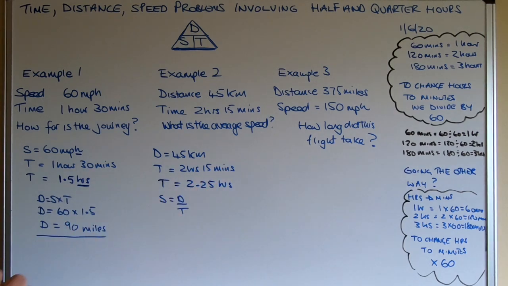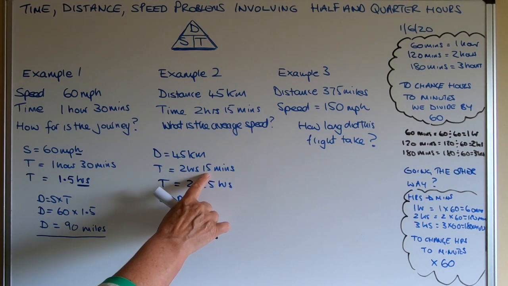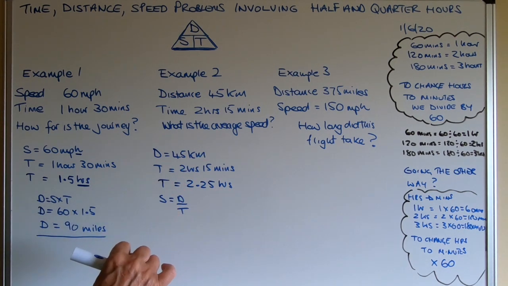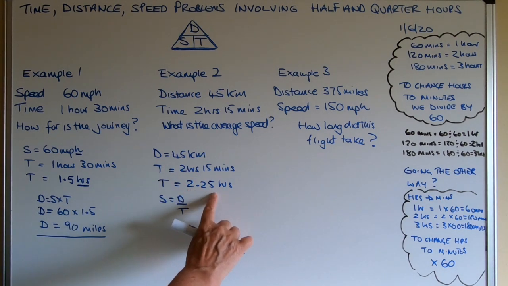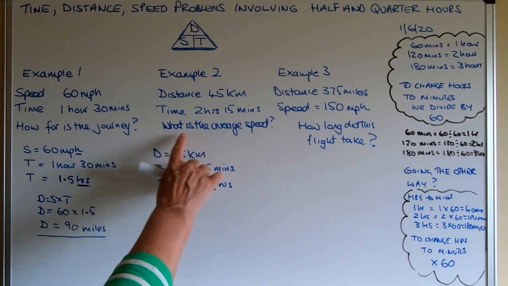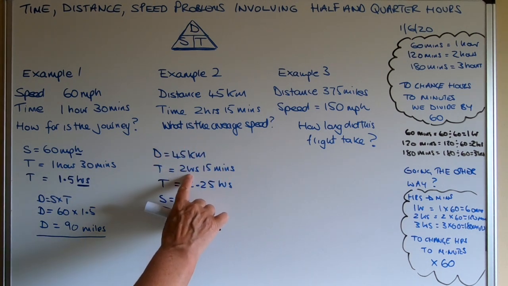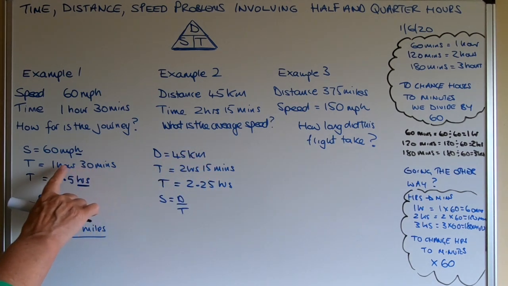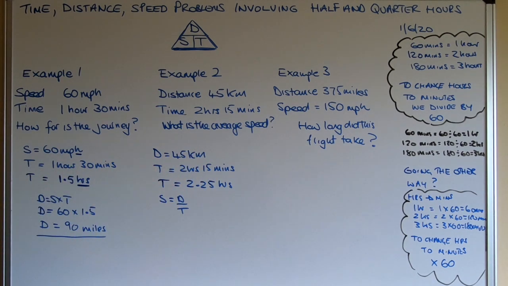Or again, 2 hours, so it's 2 point. To change your minutes into hours, 15 divided by 60 would give you 0.25, so 2.25. Really important you understand what's going on here. Do not write 2.15, that would be wrong. Really important that you understand you're changing your time into hours. 15 minutes is a quarter of an hour, 0.25, or 15 divided by 60 to change your minutes into hours.